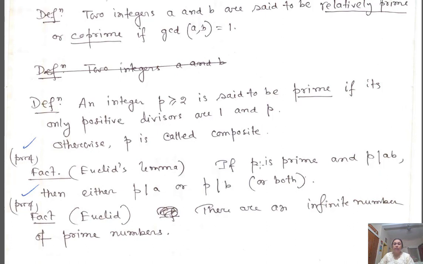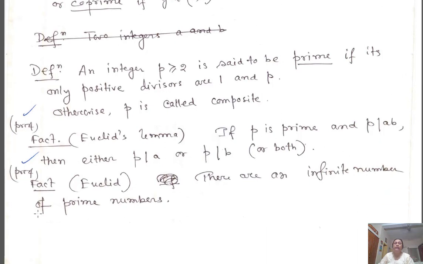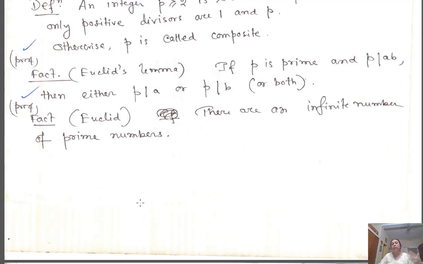Okay. And it is not just for p divides ab. It can be generalized also. If p divides the product a1, a2, up to al, then p divides either a1 or a2 or al, or all of them, or a combination. Okay. And Euclid's theorem says there is an infinite number of prime numbers. This also can be proved, but we are not going to discuss these proofs. I will just mention this here. Okay, prime numbers. We have an infinite supply of prime numbers.